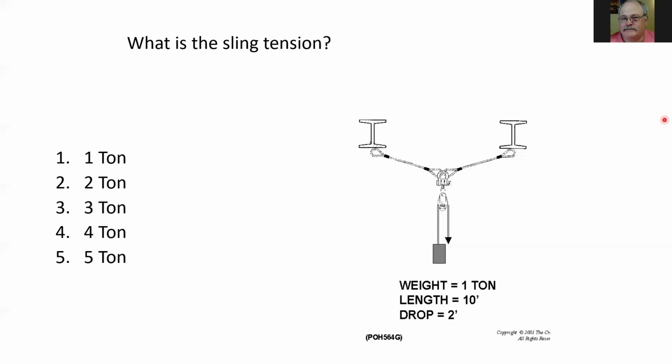Okay, nobody. Good. 2 ton? 3 ton? 4 ton? 5 ton? And 5 ton is the correct answer. So we have the 10 divided by 2 is 5, times 1 ton share of the load. This sling is seeing 5 tons of force here and 5 tons of force here.